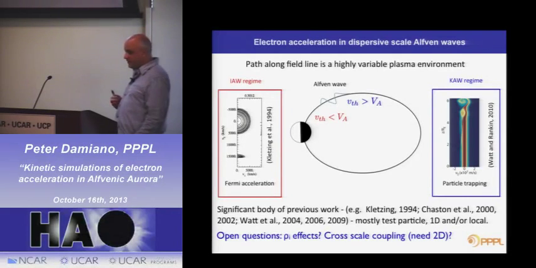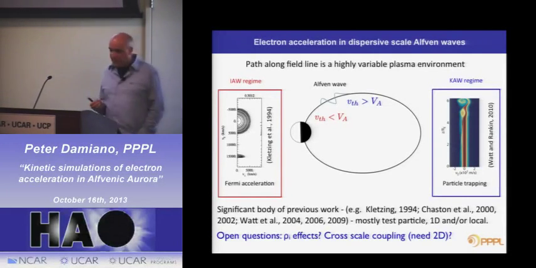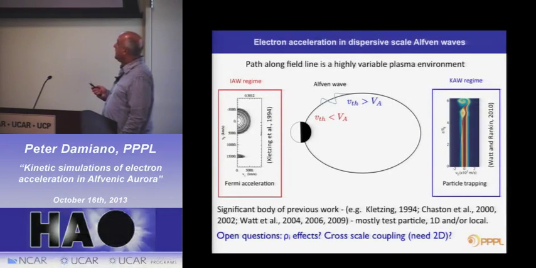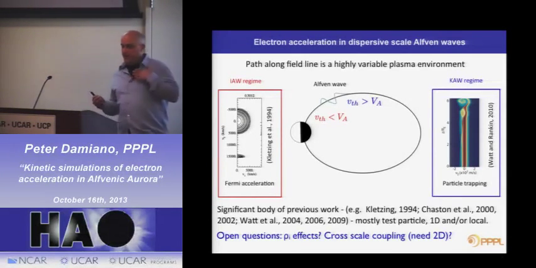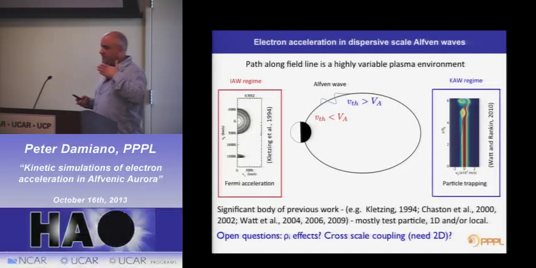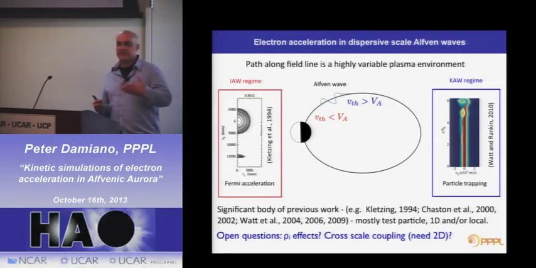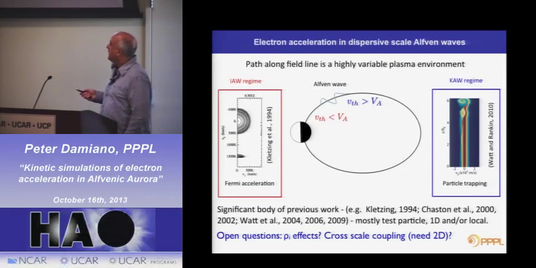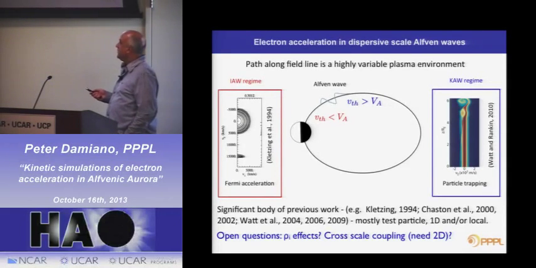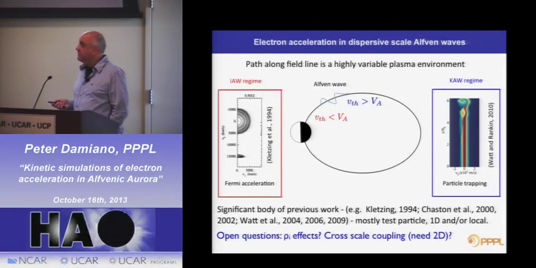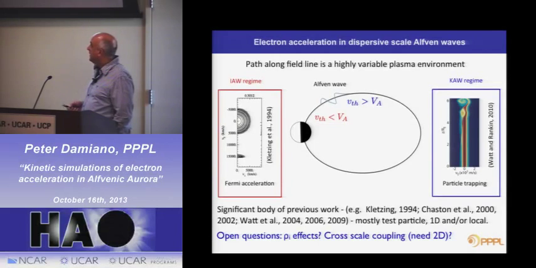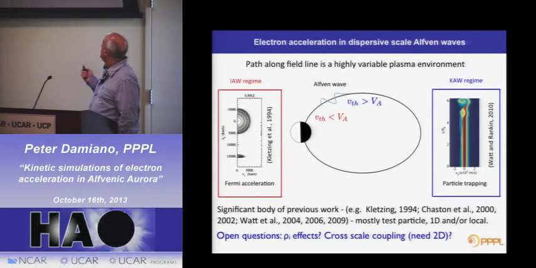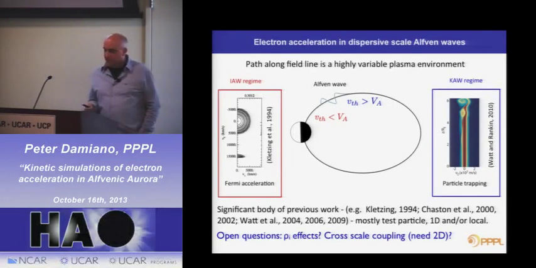Now, how the electrons interact with the wave can vary depending on where you are. In the inertial Alfvén regime, you can have what's called Fermi acceleration. It's essentially what happens when the tail of the distribution does not have sufficient energy to get over the potential well of the wave incoming, and it gets essentially snow plowed ahead of the wave, so that you can accelerate electrons to twice the phase velocity of the wave. And this was originally illustrated by Kletzing et al. in 1994.